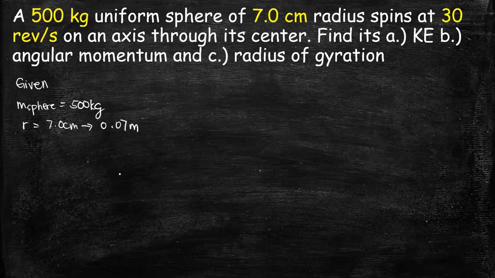0.07 meters. Okay, and it moves at velocity, niya is 30 revolutions per second. So the first unknown is, yan, what is its kinetic energy? Okay, so the equation is 1/2 I omega squared, okay, I is equal to angular speed squared.